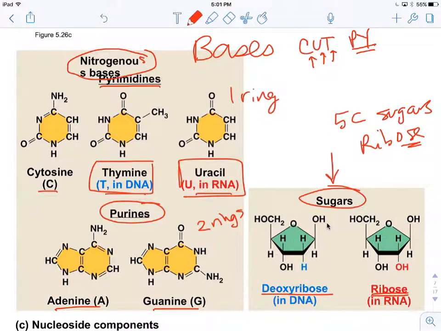And how do we tell the difference? You look here at the number 2 carbon. Ribose has a hydroxyl group on the number 2 carbon. Deoxyribose, D means without, oxy means oxygen, so deoxyribose is without an oxygen. On the number 2 carbon, there's just a hydrogen. There is not a hydroxyl group. So that, my friends, is how you tell the difference between DNA and RNA.